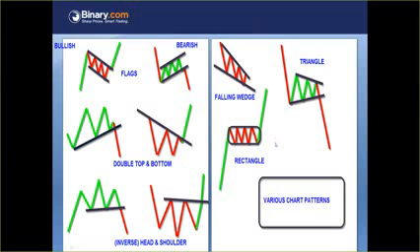Alrighty, here are some of those examples, in fact, that I already discussed. Various chart patterns. Now, there are more patterns. These are the most common. These are the most important. I think these are sufficient.